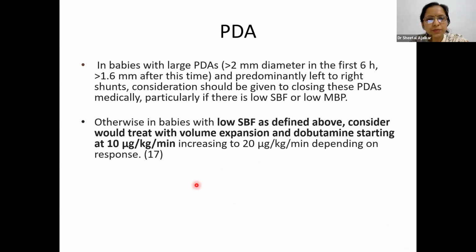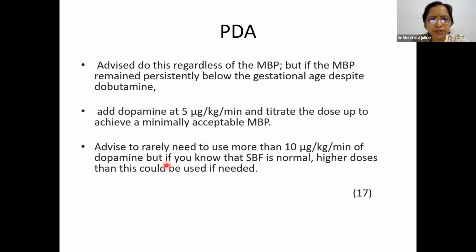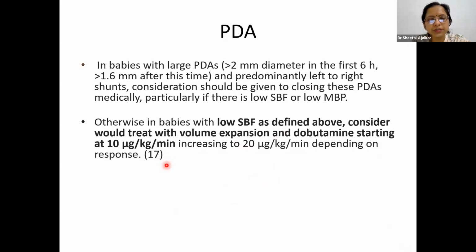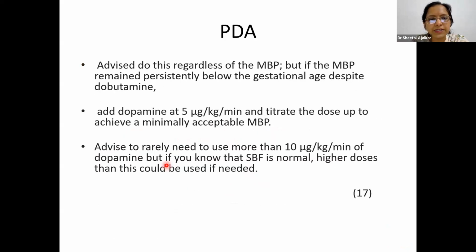So otherwise, in babies with PDA with low systemic blood flow, Evans et al., the author, have studied and showed that they would treat with low volume expansion and dopamine starting at 10 microgram per kg per minute. But the author here, Evans, is saying regardless of the BP. This is the flow based study he has done.